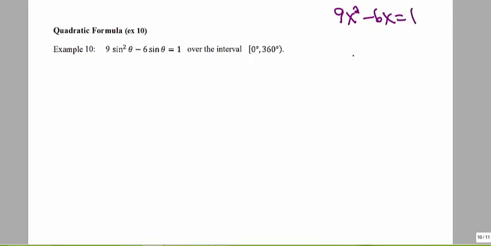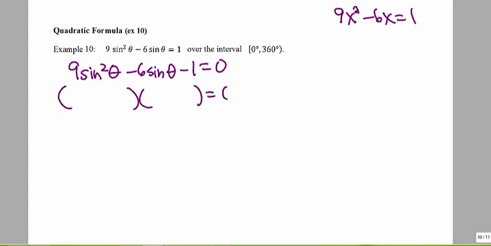So the first thing that I would try to do is bring everything over to one side and try to factor. So let's try that. Let's subtract 1 from both sides. And if we were to try to factor this, we would try either 9 sine theta, or we could try 3 and 3 sine theta. So we're going to run into a little bit of a situation here because, no matter what we try, this is not going to factor. So you can try all kinds of things, but it's actually not going to factor.